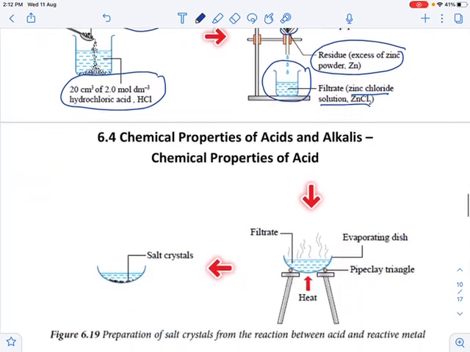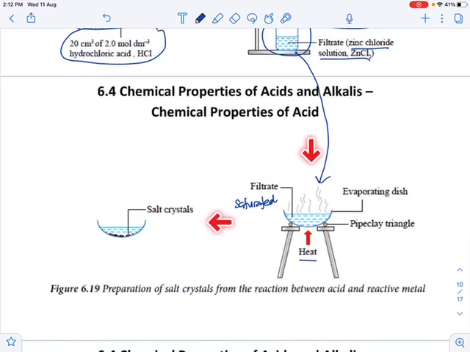Then take the filtrate, put it into the evaporating dish and heat the filtrate until saturated. Then cool the saturated solution to produce salt crystals at room temperature.